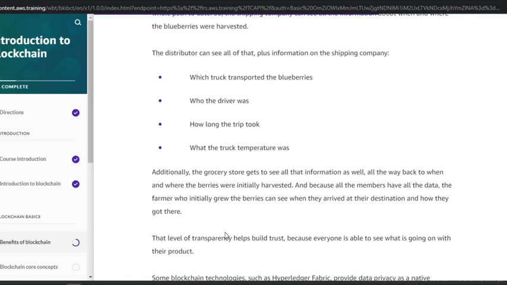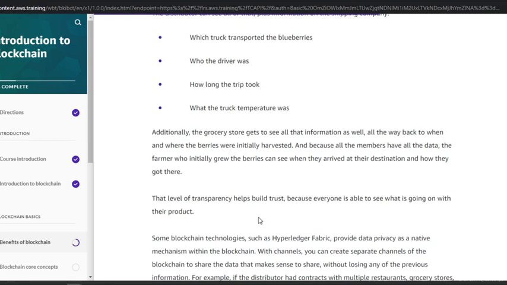Additionally, the grocery store gets to see all that information as well, all the way back to when and where the berries were initially harvested. And because all the members have all the data, the farmers who initially grew the berries can see when they arrived at their destination and how they got there. That level of transparency helps build trust because everyone is able to see what's going on with their product.